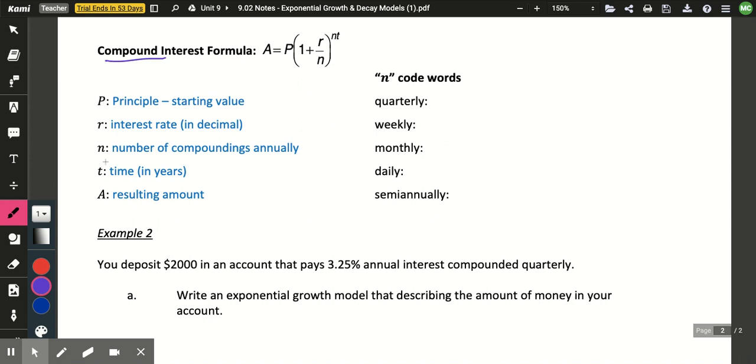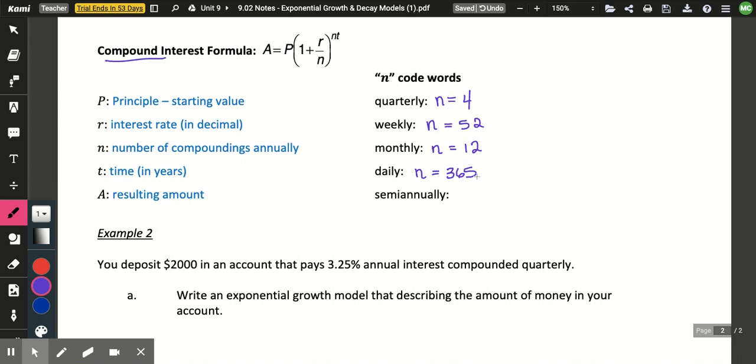Now with N, that's the number of times it's compounded annually. And within the problems, they don't tell you it's compounded 4 times per year. They kind of give you some code words for that. So they say quarterly. If they say quarterly, there are 4 quarters to every whole anything, so N would be 4. If they say weekly, you may not know this one, there are 52 weeks in a year. Monthly, that would be 12 times per year. For daily, that would be 365 times per year.